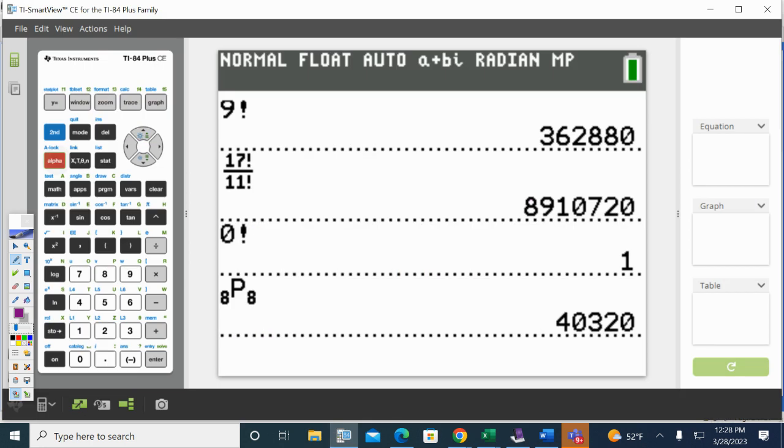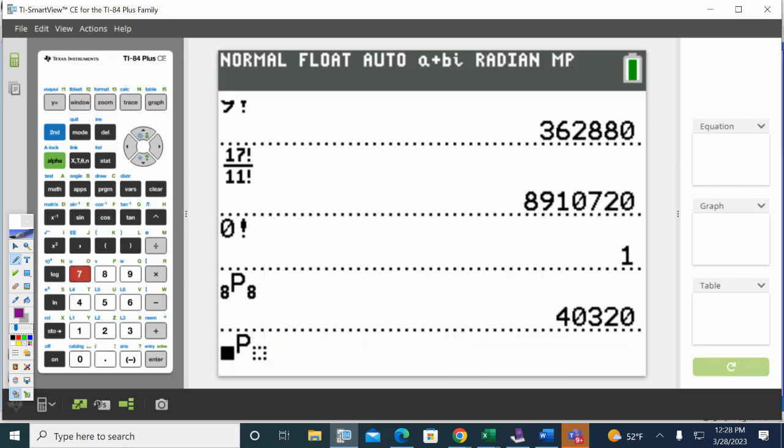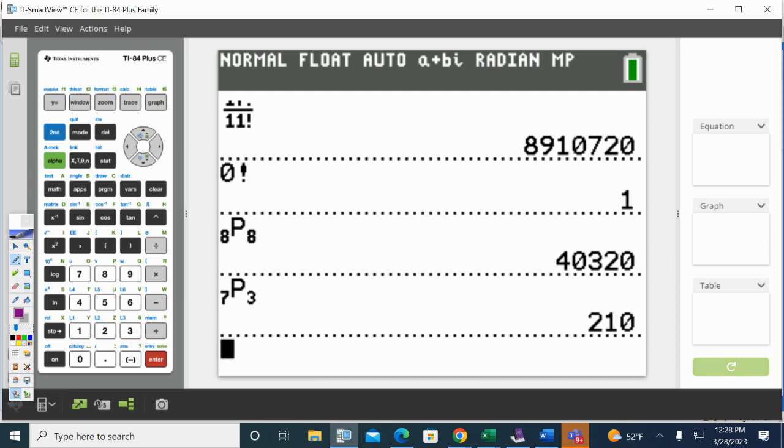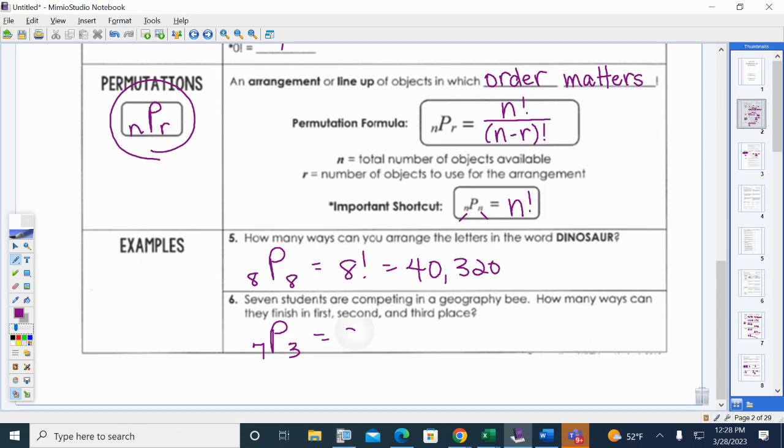I'm going to go to my calculator, alpha window, select number 7. Again, we're choosing from 7, and we're picking 3. So that gives me a total of 210 ways that can happen.